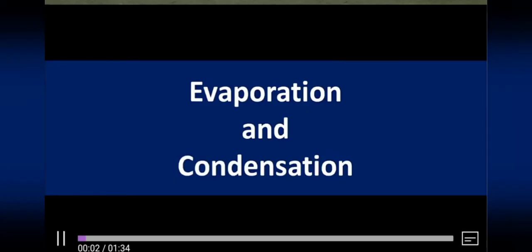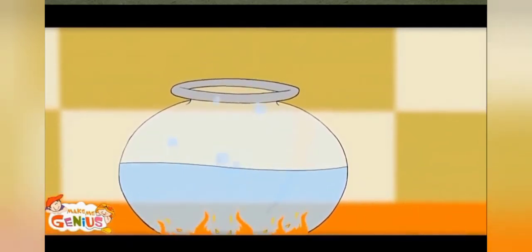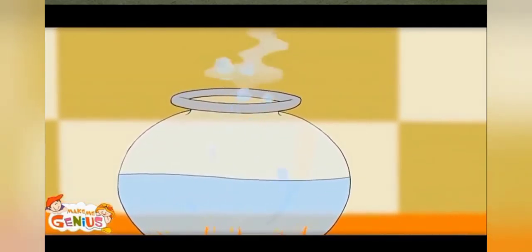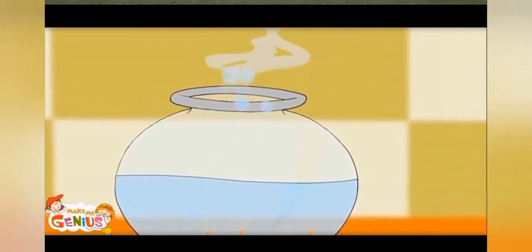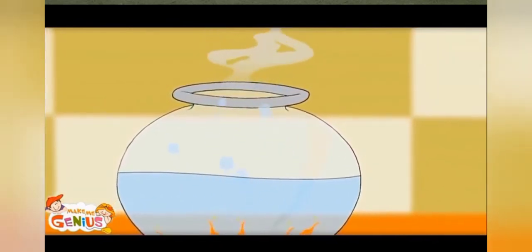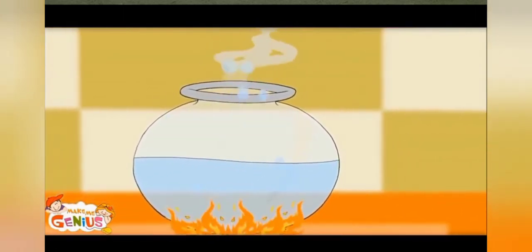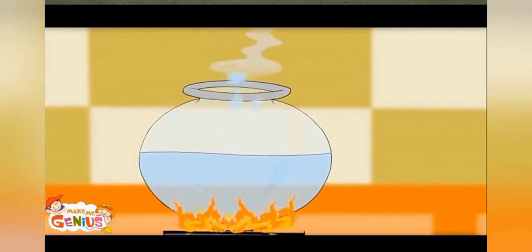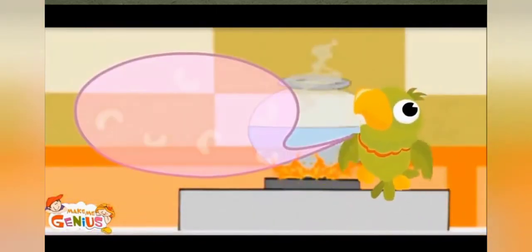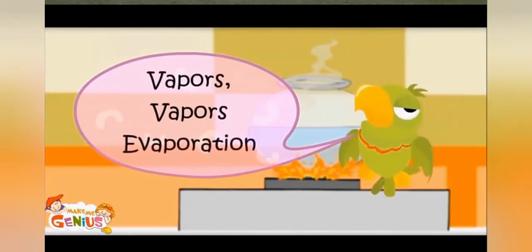Page number 49, let us understand evaporation and condensation. When we heat water in a pan, it begins to boil after some time. If we continue to heat further, the quantity of water in the pan begins to decrease. Here you can see the liquid water when heated turns to vapor. When it becomes vapor, it is evaporation.